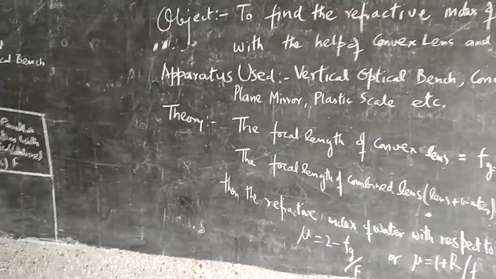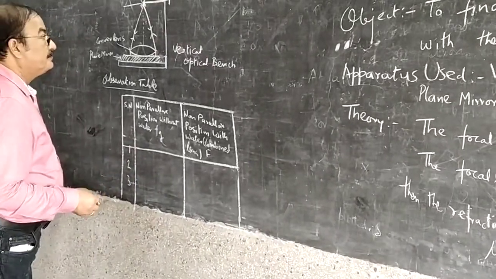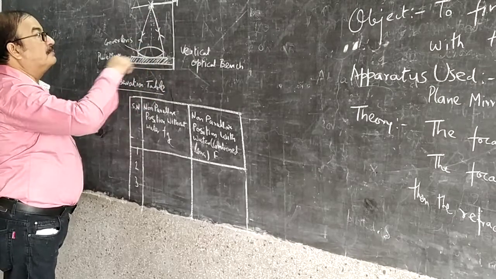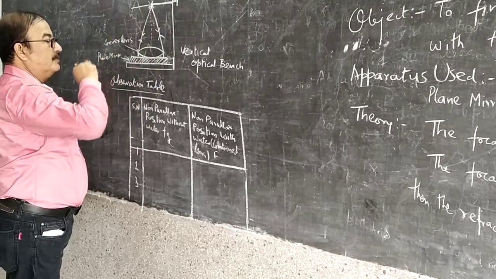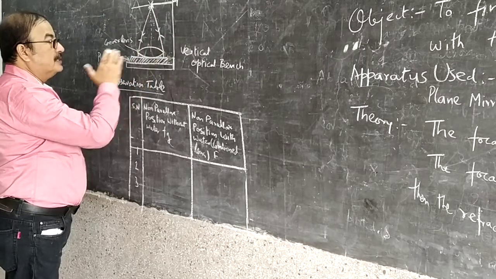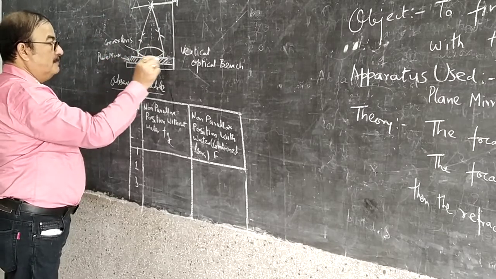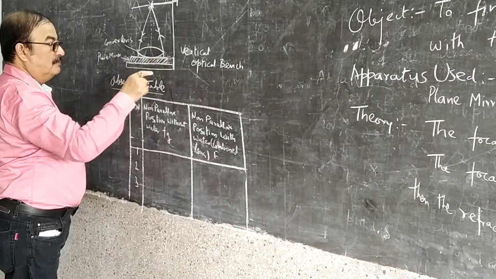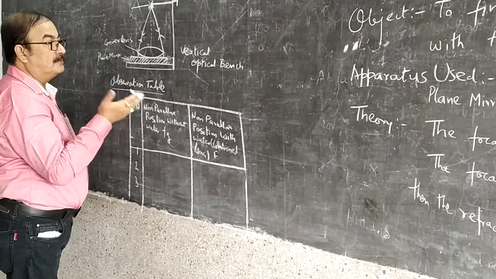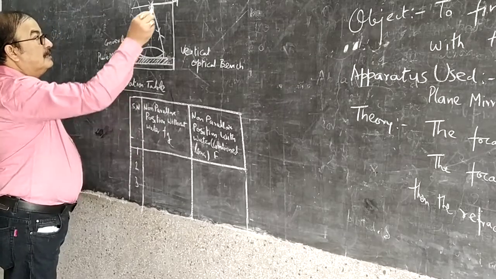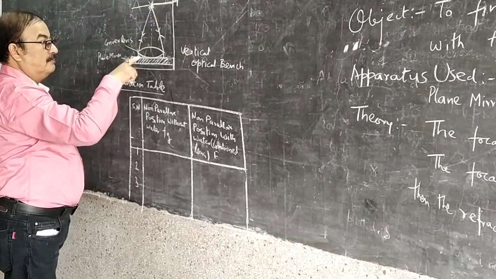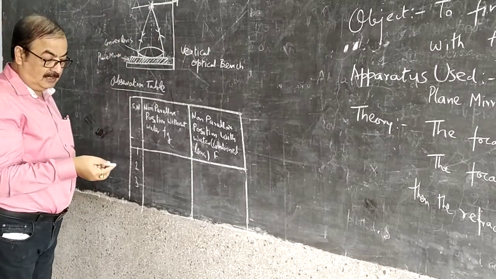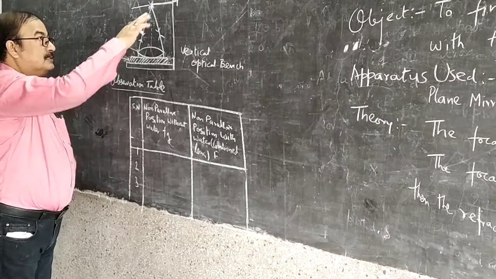Now let us take the experimental arrangement. This is the experimental arrangement, and this is the vertical optical bench. One pin is fitted over here. Before placing any lens, first we place the plane mirror. This is the plane mirror. Plane mirror is placed on the base of this vertical optical bench, and then we see the image of this pin on the mirror without placing any lens. Once we see that, we can very easily see the clear and direct image of the pin.